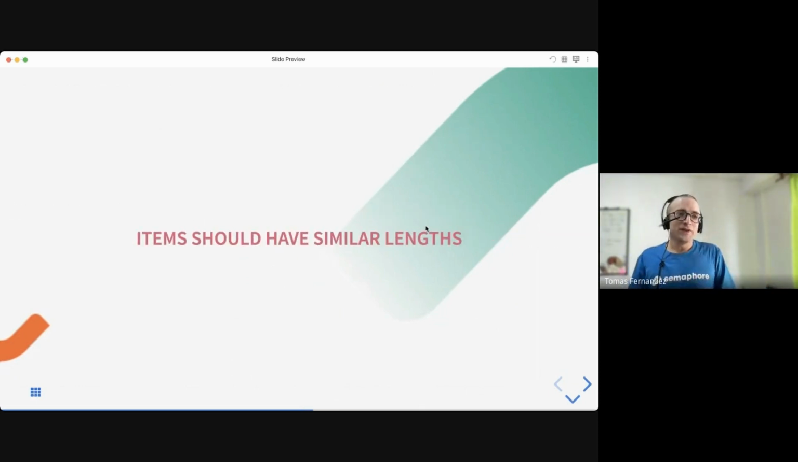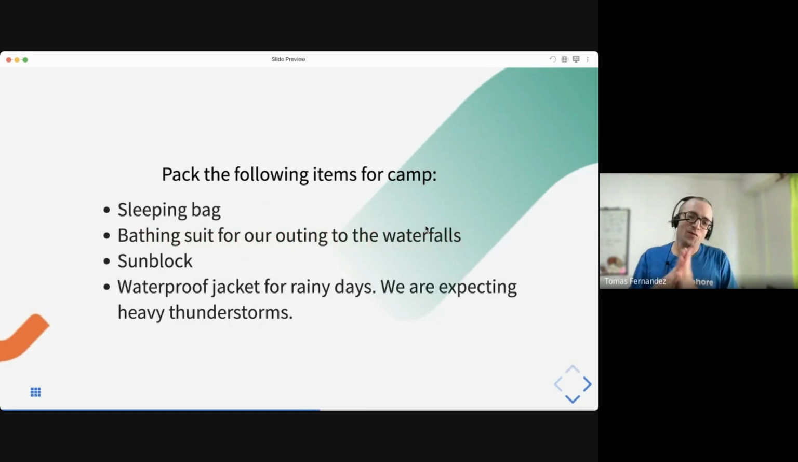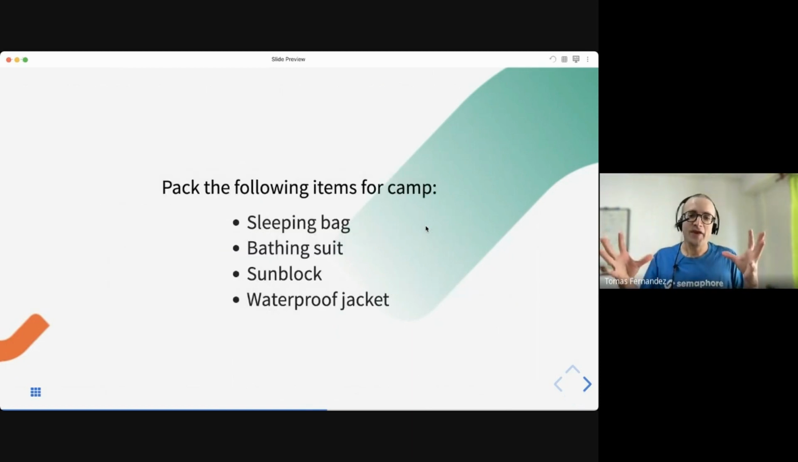The other thing about lists to look nice is that they should have a similar length. So here's an example where this is not happening. We have one word, then another a long sentence, then two sentences. So if we can make them more or less the same length, it also helps the reader understand everything without so much effort.